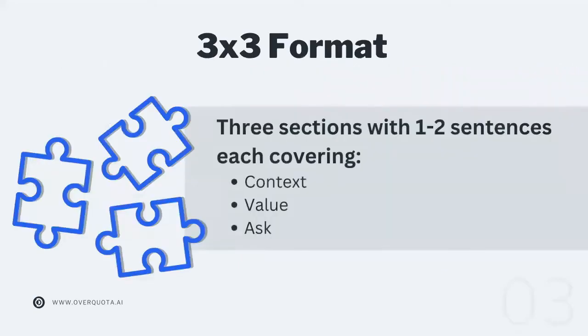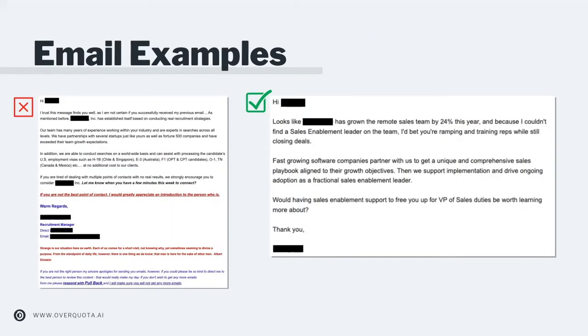Every prospecting email you send should follow the 3x3 format. The 3x3 is 3 sections with no more than 1 to 2 sentences in each section. The first section delivers context, the second section delivers value, and the third section delivers your ask. Here are 2 prospecting emails I have received. We're going to deconstruct these as we go through the 3x3 email format.